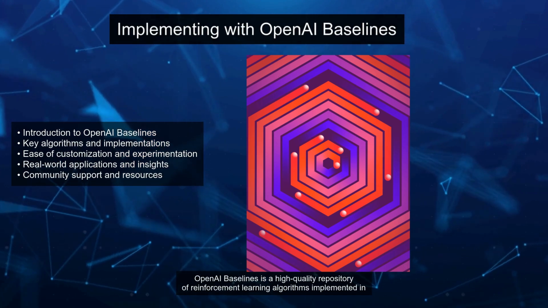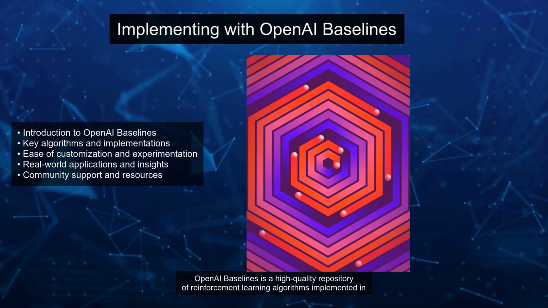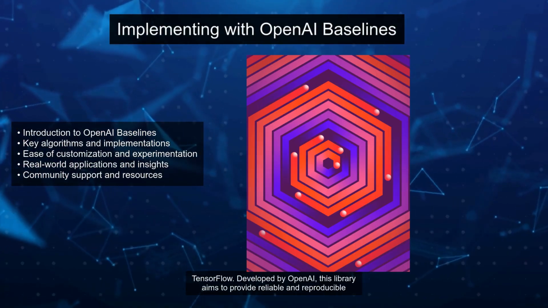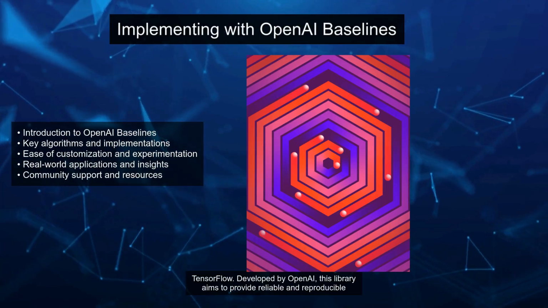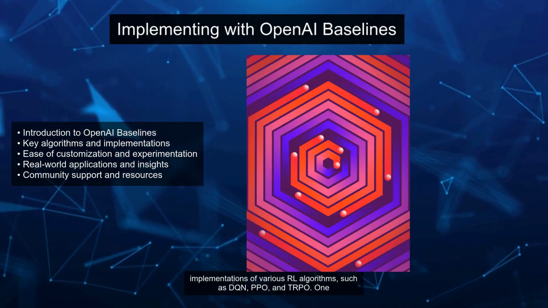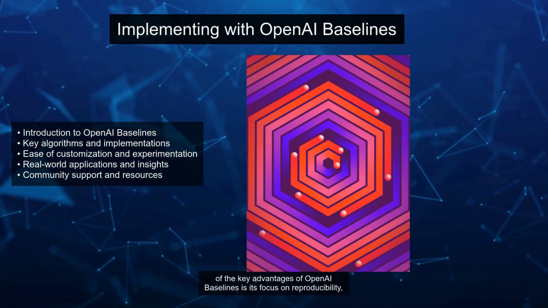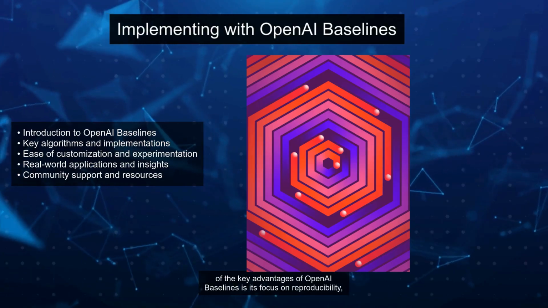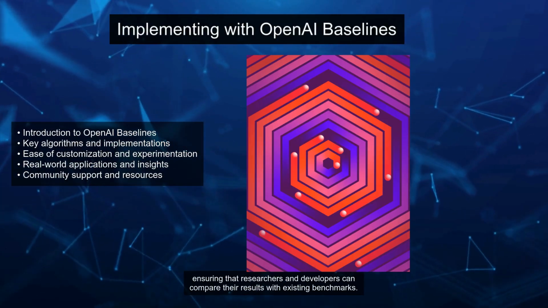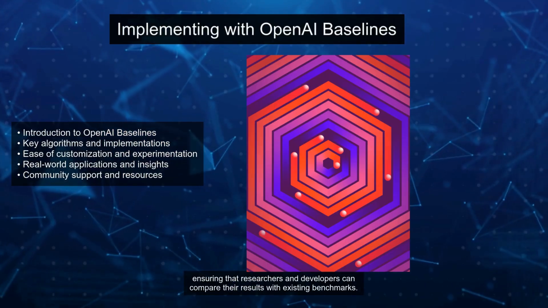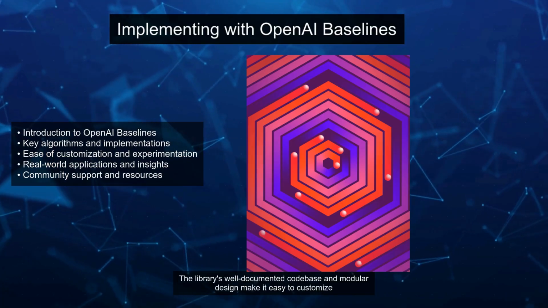OpenAI Baselines is a high-quality repository of reinforcement learning algorithms implemented in TensorFlow. Developed by OpenAI, this library aims to provide reliable and reproducible implementations of various RL algorithms, such as DQN, PPO, and TRPO. One of the key advantages of OpenAI Baselines is its focus on reproducibility, ensuring that researchers and developers can compare their results with existing benchmarks.